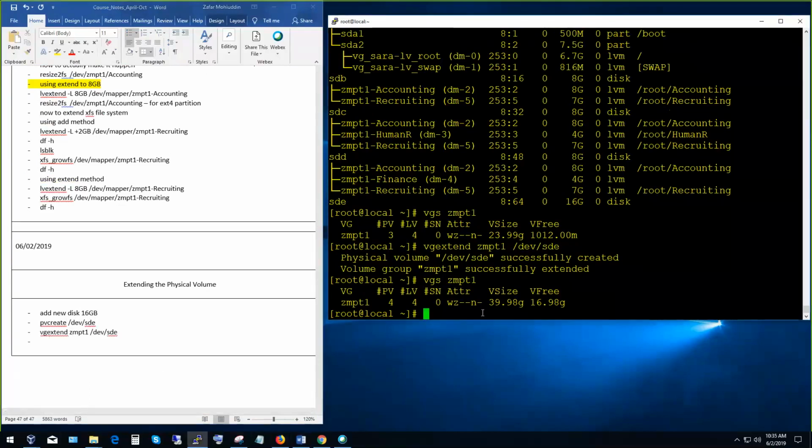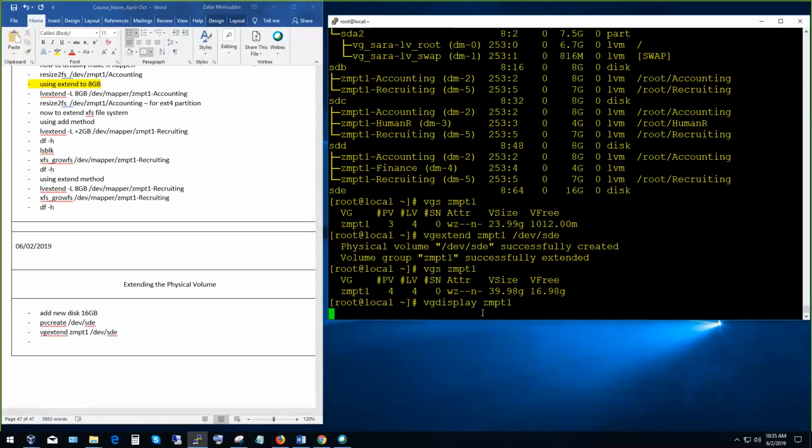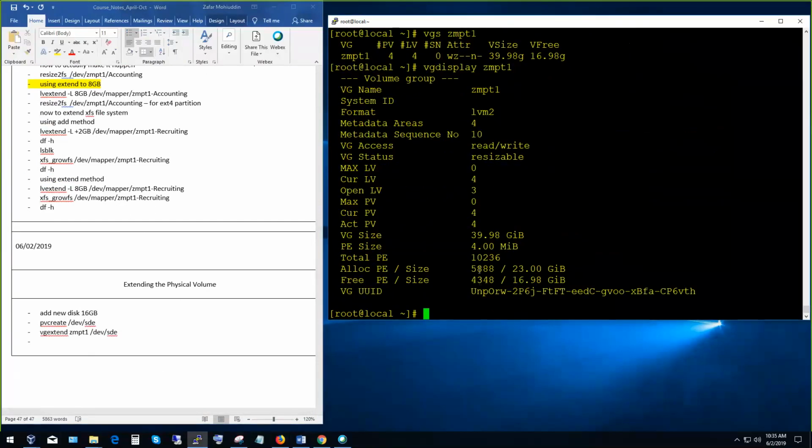So let's take a look here. So we do vgdisplay ZMPT1, and you see here that the free space is now up to 40 GB. Okay, and 23 is being used, and 17 GB is free, which makes sense because the 1 GB was already there, and we added another 16 GB here. Okay, now all this is going to be the same here.